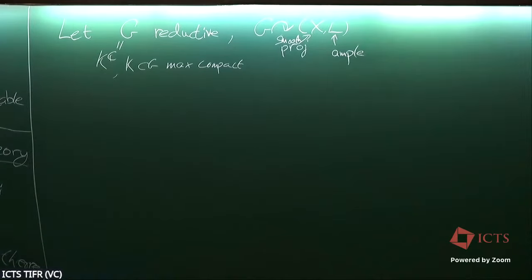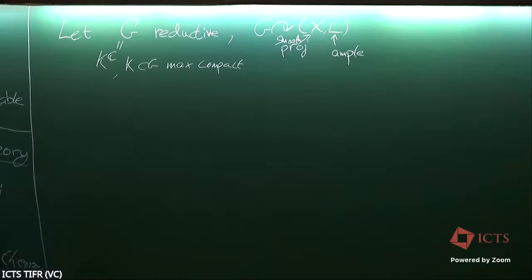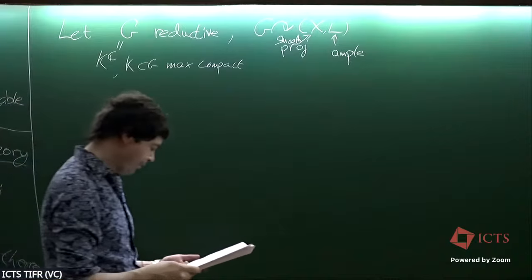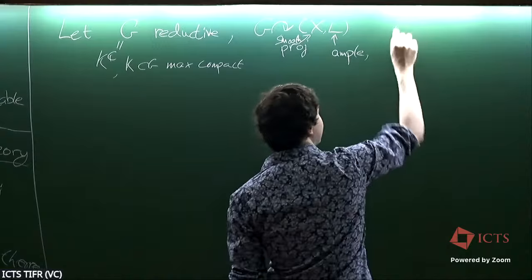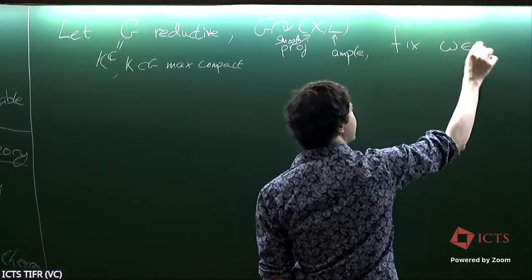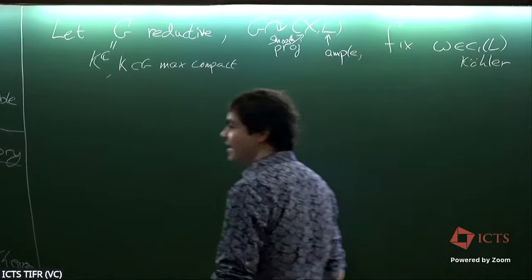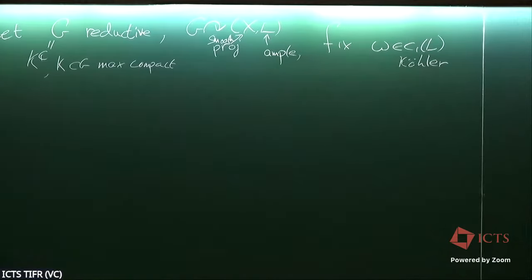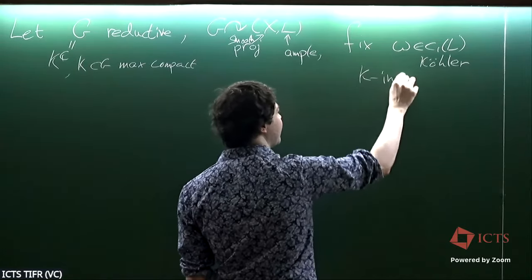As yesterday, if you're not so happy with reductive groups, you could imagine that G is GL and K is the unitary group, for example, or the other important case is when G is a torus, complex torus, (C star)^r, and then K is just (S^1)^r. Okay. So in particular, I'm going to fix omega in c1(L), Kähler. And while we can't ask for a Kähler metric to be invariant under a non-compact group, we can ask for it to be invariant under a compact group. And so we ask that this is K invariant.